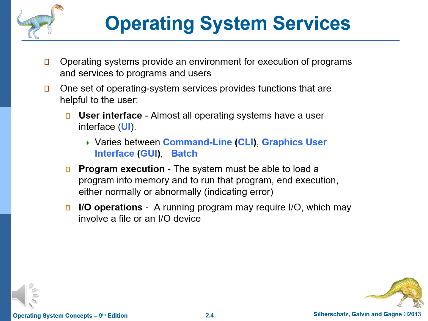Another is a batch interface, in which commands and directives to control those commands are entered into files and those files are executed. Most commonly, a graphical user interface (GUI) is used. Here, the interface is a window system with a pointing device to direct I/O, choose from menus, and make selections, and a keyboard to enter text. Some systems provide two or all three of these variations.